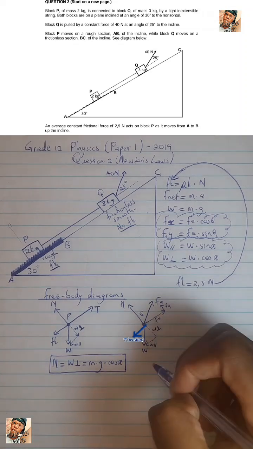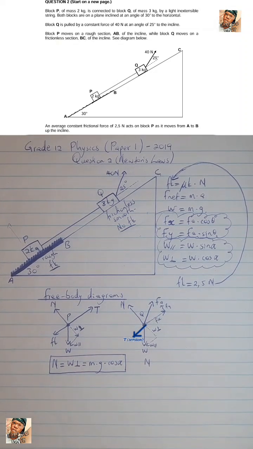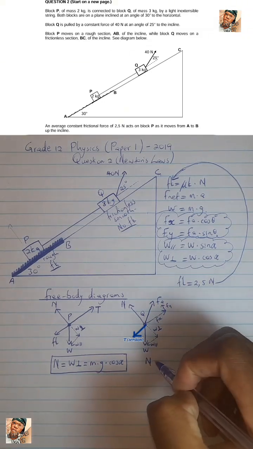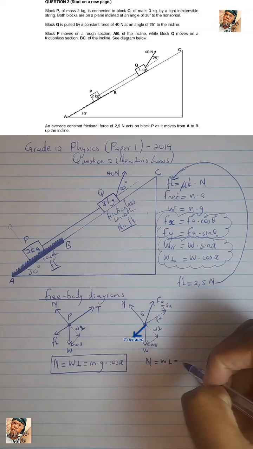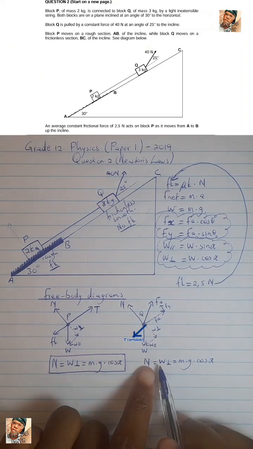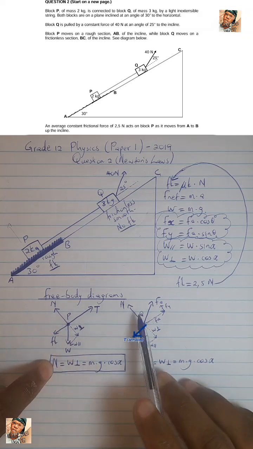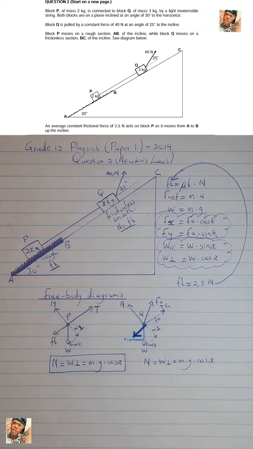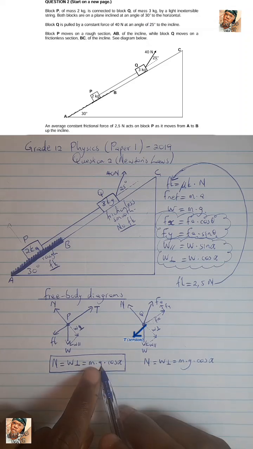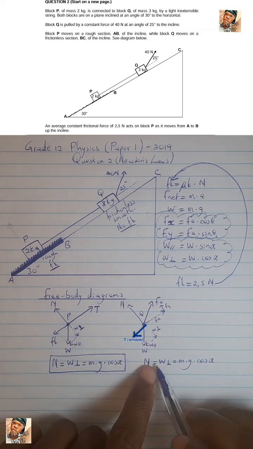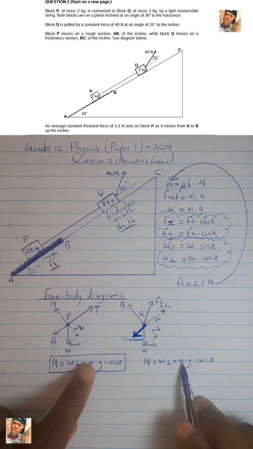Then what about the normal force of block Q? The very same applies, because it is going to balance with the W perpendicular, not the W, right? So the normal force of block Q is equal to W perpendicular, which is equal to the mass of block Q multiplied by the gravitational acceleration multiplied by the cos of the angle, which is 30 degrees, right? The only thing that's going to differ between the normal force of block P and the normal force of block Q is the masses, because the gravitational acceleration is the same and the angles are the same. So the only thing that causes the normal forces to be different is the masses. I hope that is clear.